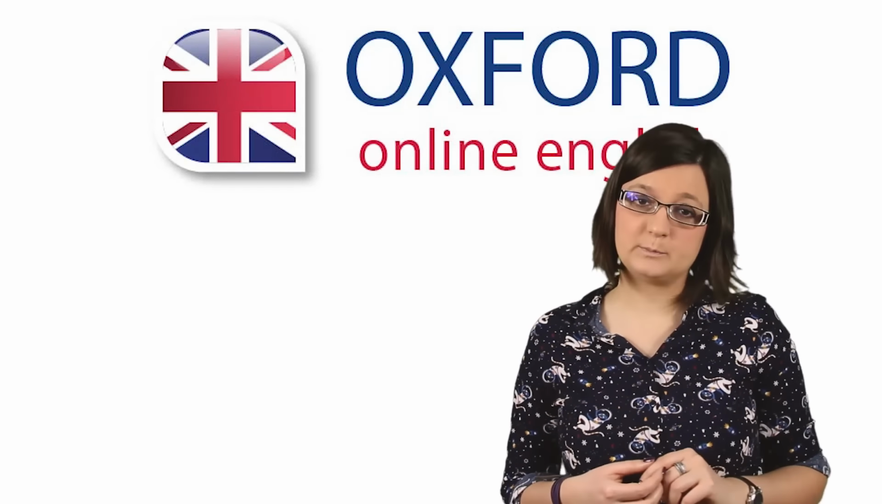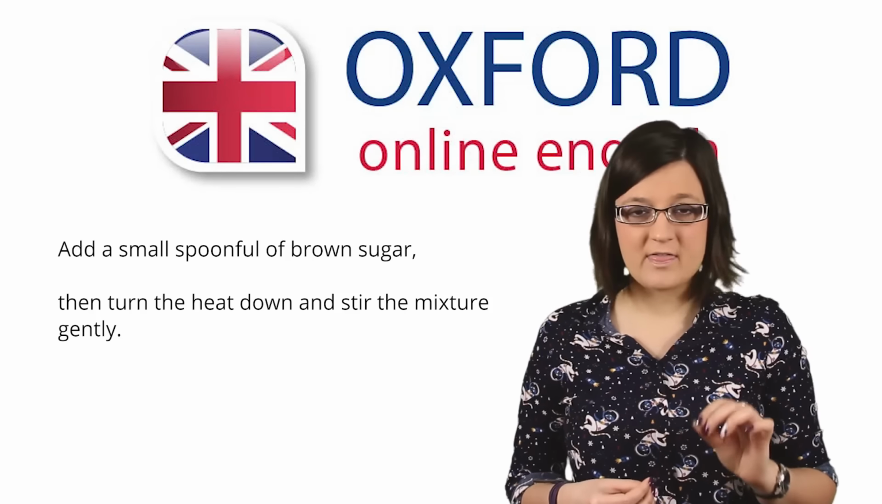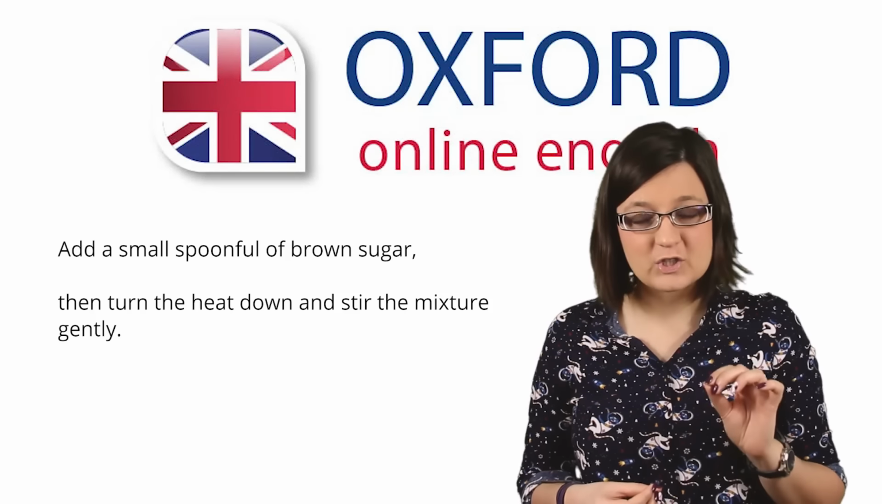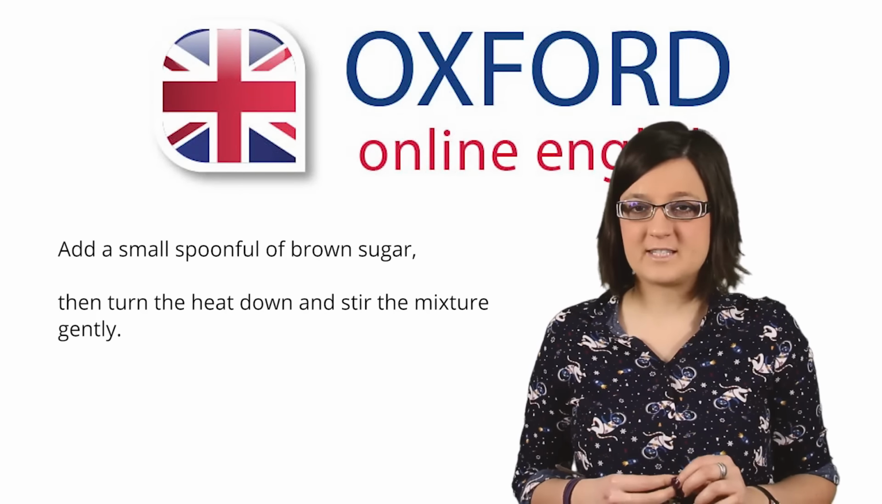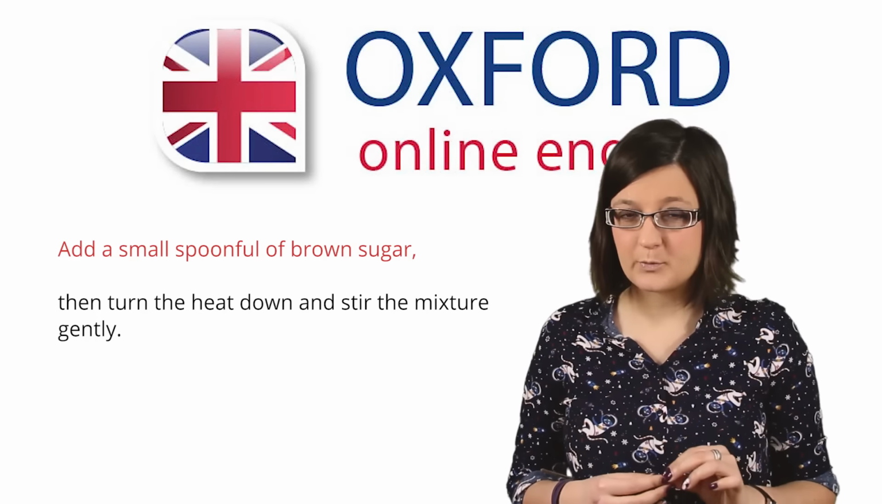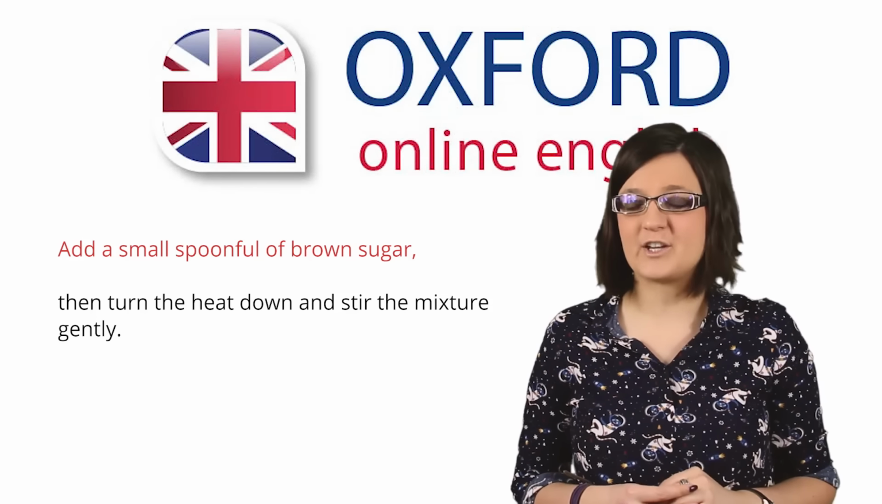Let's do an example. Add a small spoonful of brown sugar, then turn the heat down and stir the mixture gently. Think about the first part of this sentence. Add a small spoonful of brown sugar. What parts of speech do we have here?